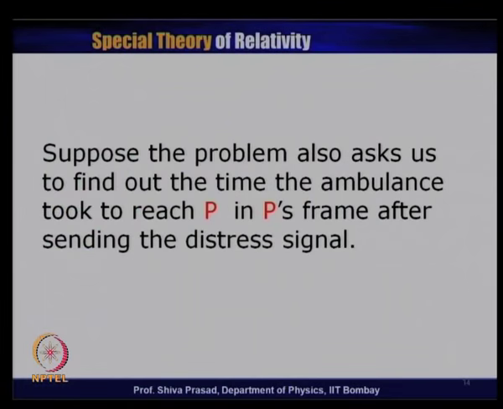Suppose in the problem, we had also asked to find the time that the ambulance took to reach P in P's frame after sending the distress signal. Imagine that you are the sick person sitting in the train and you have sent a signal to get some help, let us say at a given time. How much time after that did I really get the help? It means the ambulance reached me. So, I asked for help. After how much time did I get the help?